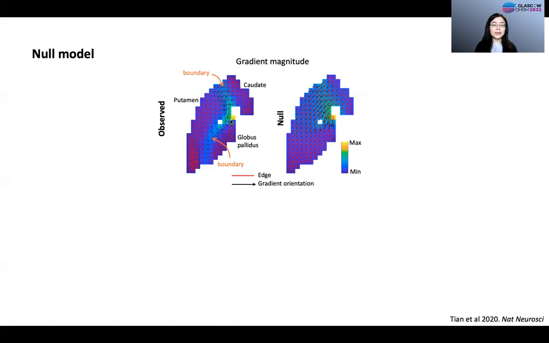We can see that there are nearly no edges crossing the boundary between the putamen and the globus pallidus, whereas in the null, we see a number of rewired edges traveling through the boundaries. So this is consistent: we did not see a gradient magnitude peak in the null, but we see a clear gradient magnitude peak in the observed data. This suggests that the null hypothesis can be rejected for this particular boundary.